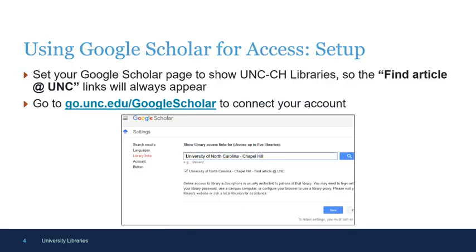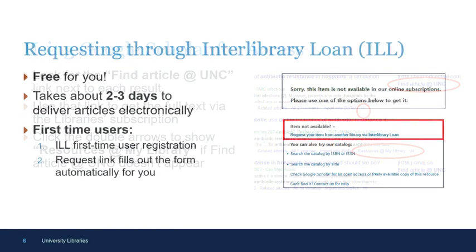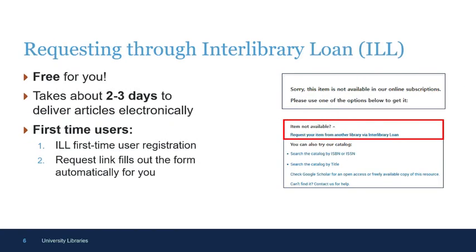Once you've updated your settings, if you're logged into your Google account, it will remember that setting from now on. When you search for an article in Google Scholar, look for the Find Article at UNC link next to each result. You can use that link to get the full text through the library's subscription. Click the double arrows below each result to show Resources at My Library if the Find Article at UNC link doesn't appear. I've told you how to find PDFs, but what should you do if you can't access an article?